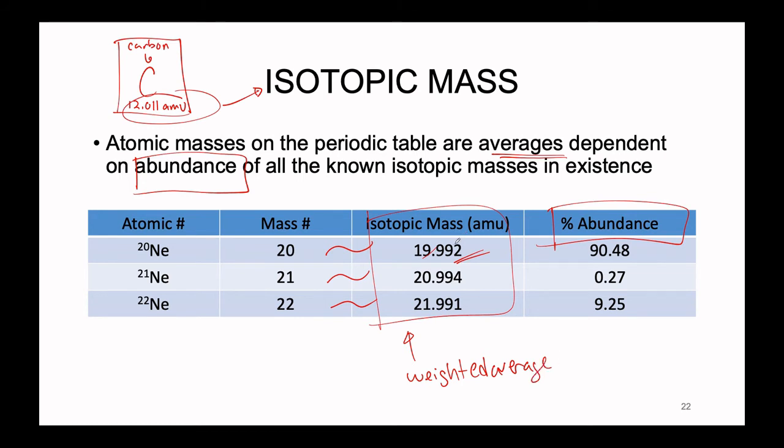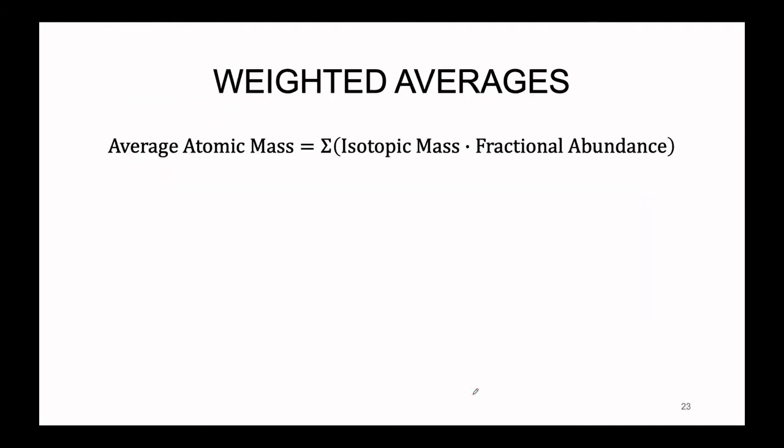So again, the neon 20 comprises basically 91%, 90.5% of all of the neon that we know of, which means it needs to contribute more. It has more weight in the average than the other two. So how do we take a weighted average? Well, this is the equation that we can use to calculate a weighted average.